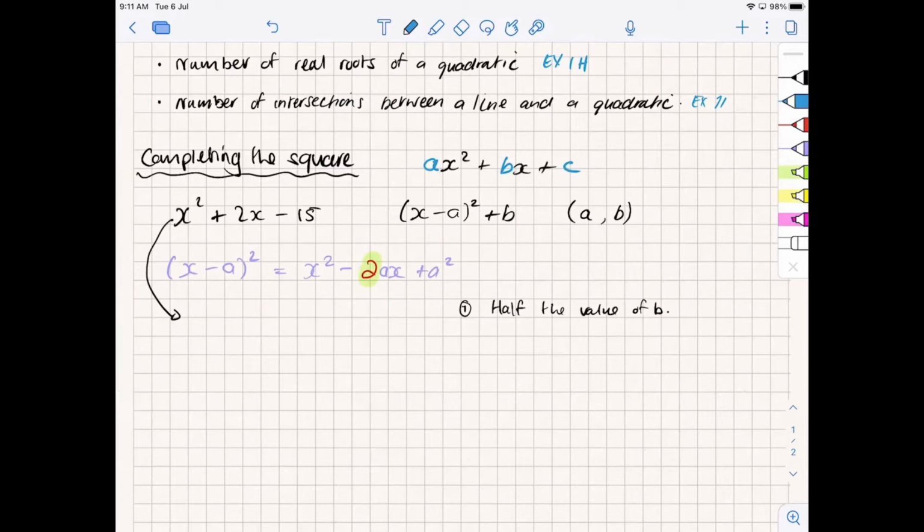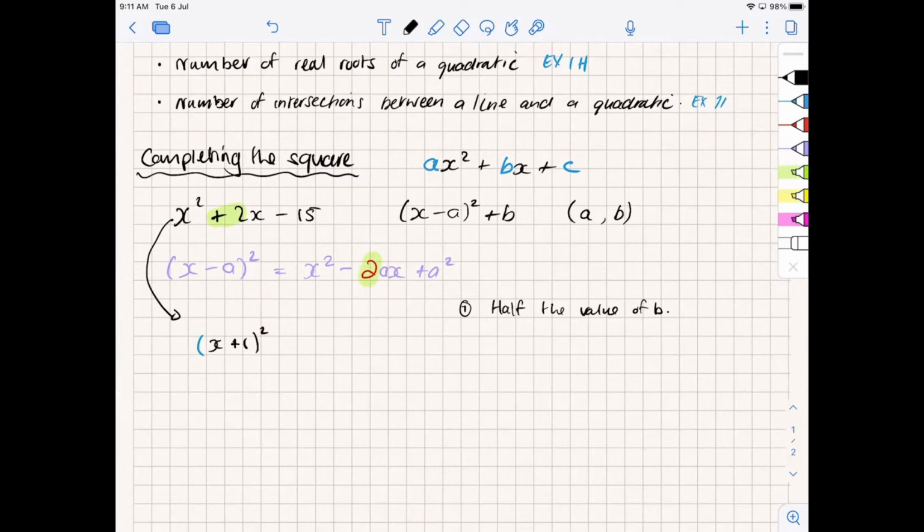So we halve the value of b, and that's the figure that we're going to put in the brackets squared. So we're going to take x. We're also going to remember that the sign is attached to that b. So if it was a -2, you would take half of -2, which would be -1. Half of +2 is just +1. So we halve the value of the b term, and we square it.